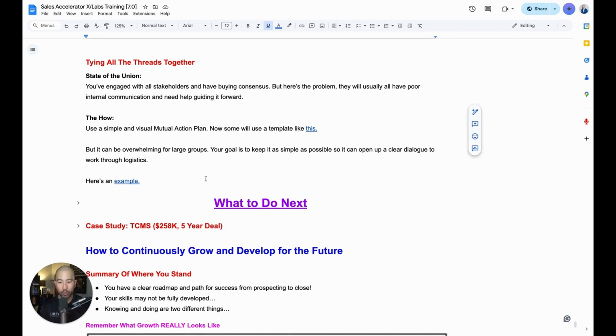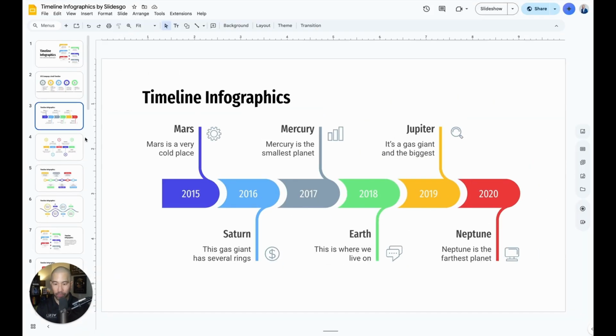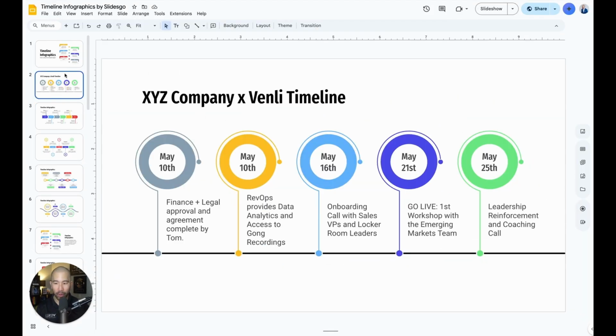Okay, so here's what you want to do next. That's it for this video. We're going to just tie it all together. Make a copy of this deck right here. So this deck right here, I just made an example one on slide 2.